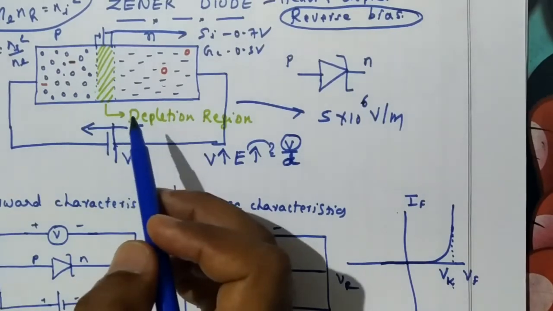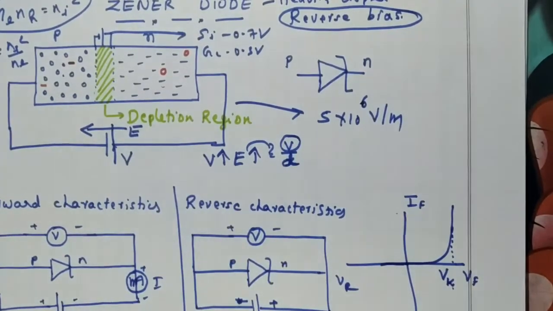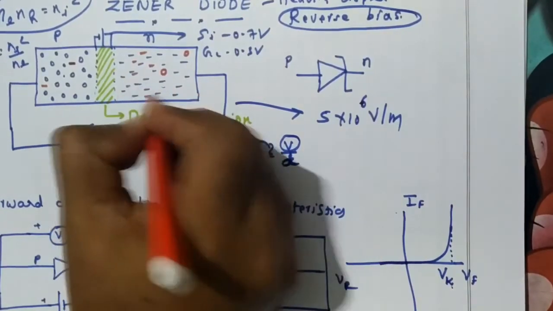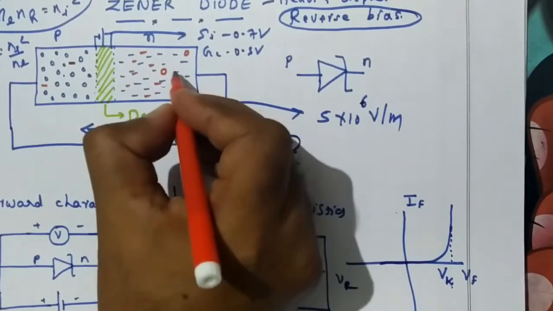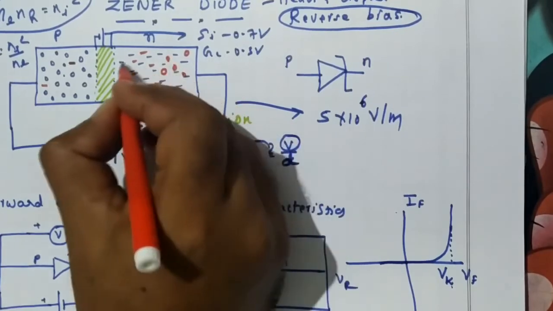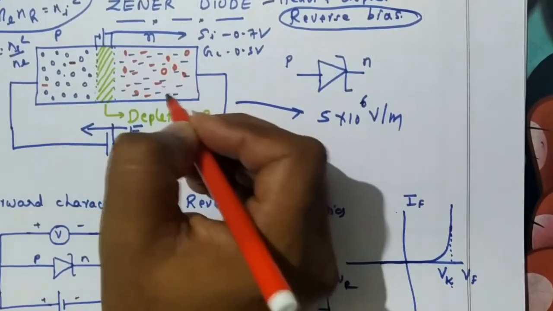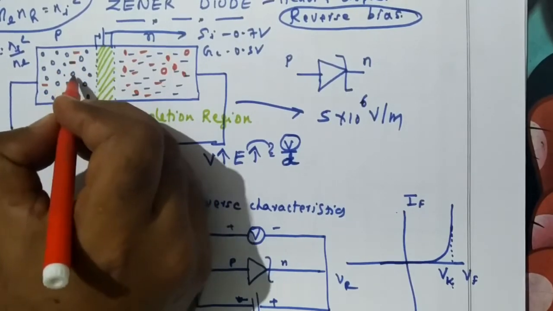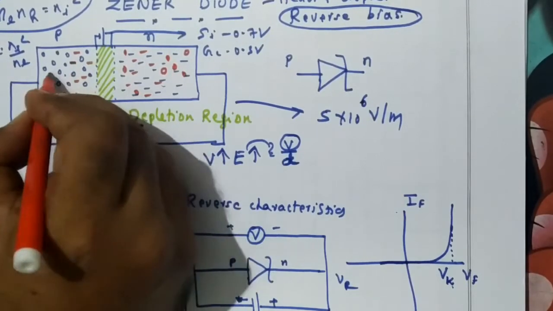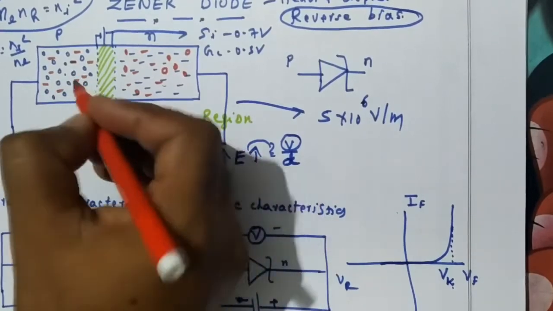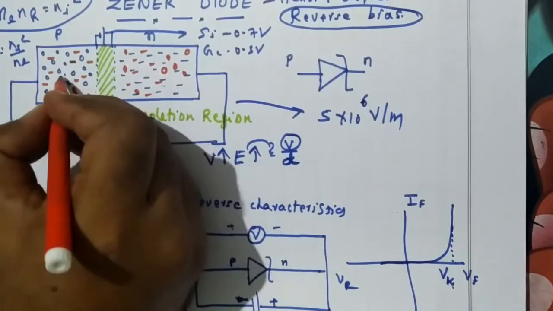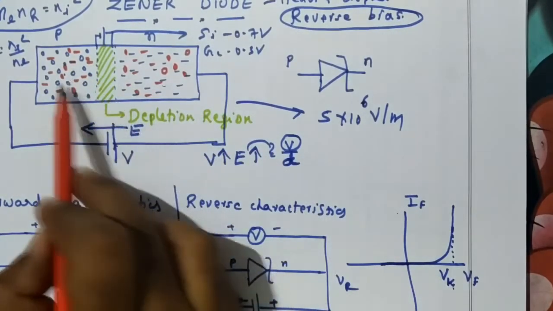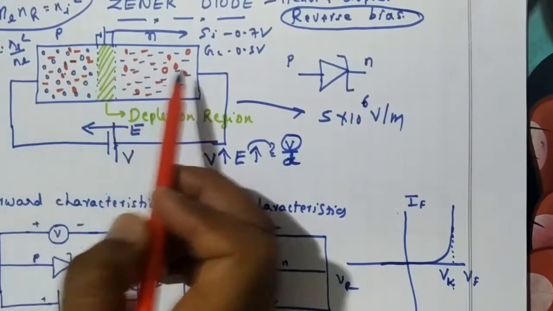When the electrons come out, what will happen? Here a large number of electrons are liberated, and in the valence band an equal number of holes are generated. Here also, when the electrons are liberated or break the covalent bond, they come out, and in the valence band again holes are created. So in both cases, electrons and holes are generated.